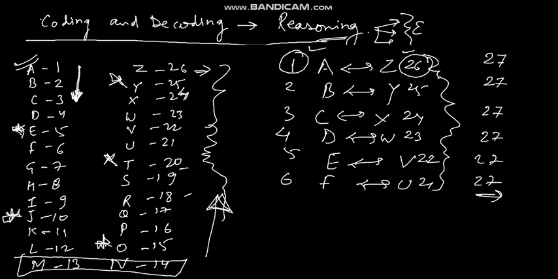Then again, the opposite of A is Z, the opposite of B is Y, the opposite of C is X, the opposite of D is W, opposite of E is V, opposite of F is U, opposite of G is T, opposite of H is S, opposite of I is R, opposite of J is Q, opposite of K is P, opposite of L is O, opposite of M is N. And one more point that you should remember is that the sum of positions of opposites is always 27.